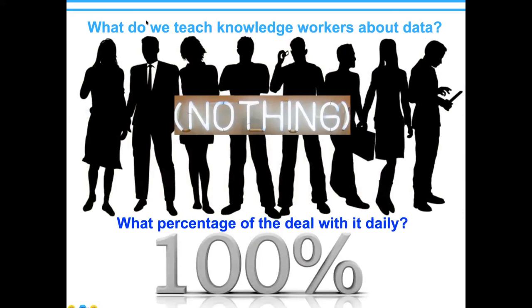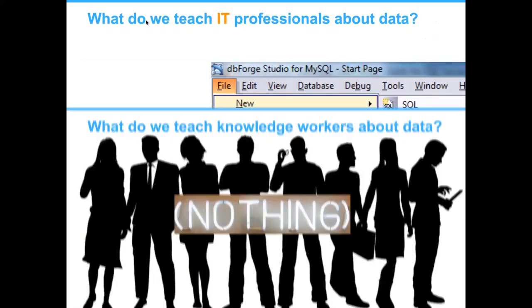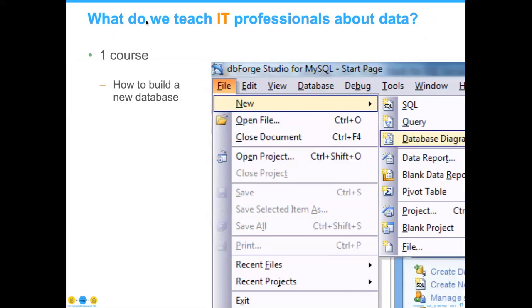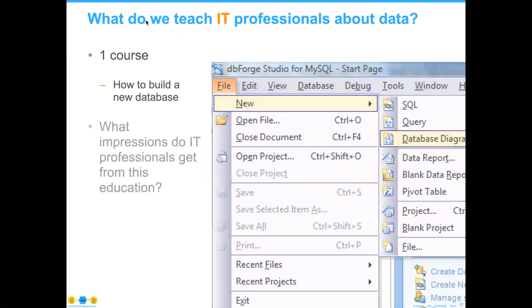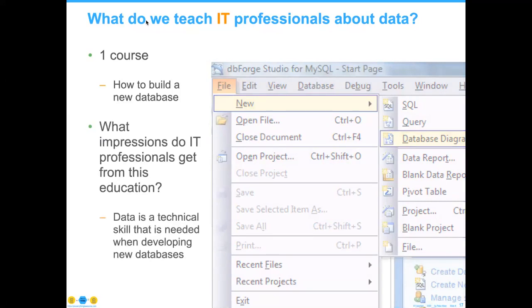Even worse, when we look at what happens in our colleges and universities, and I'm speaking as a tenured university professor here, we teach them one course in how to build a new database. First of all, if there is one skill we do not need more of on planet Earth, it is how to build a new database. The real problem with all of this is not just that this is the only thing we teach undergraduates about, but other IT professionals who have been through our programs get the idea that data is a technical, geeky skill that is needed when you develop new databases. So if they are integrating ERPs, if they are creating new software, if they're doing process reengineering, they think we don't need the data people involved because they are not creating new databases. I can't stress the importance of this, but it is a huge problem.